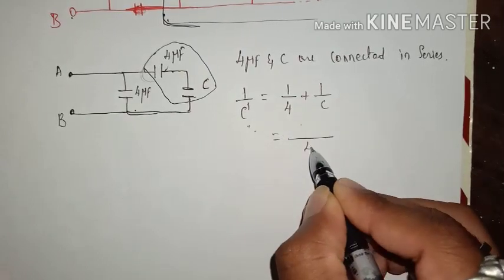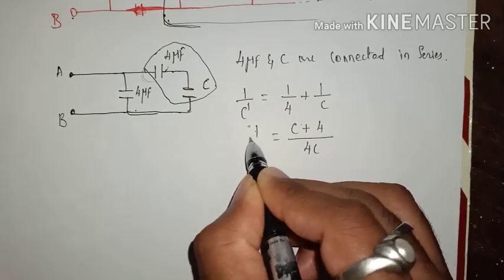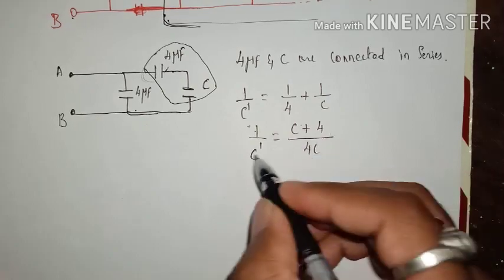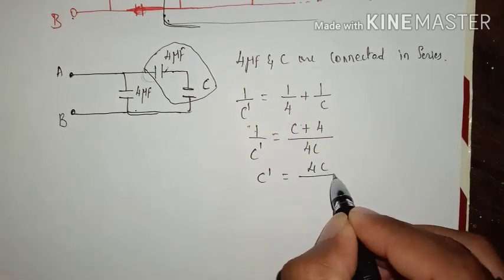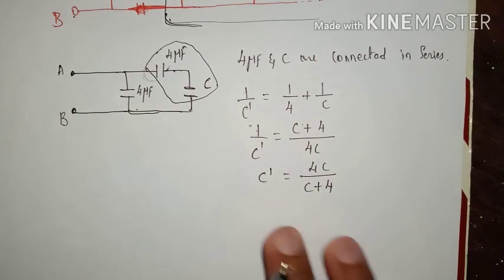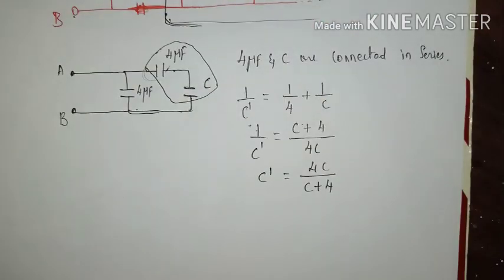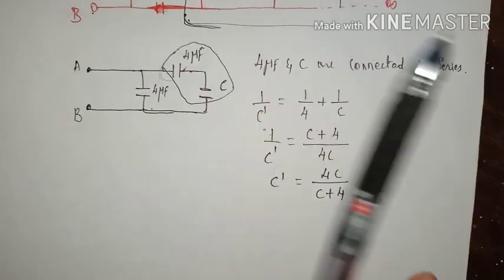Okay, so LCM 4 into C, so then C plus 4, that is 1 by C dash. Now let us take the reciprocal of this one, so then C dash will become 4C divided by C plus 4. So here it is, the value of C dash. C dash means the equivalent resistance till here, the equivalent resistance till here.